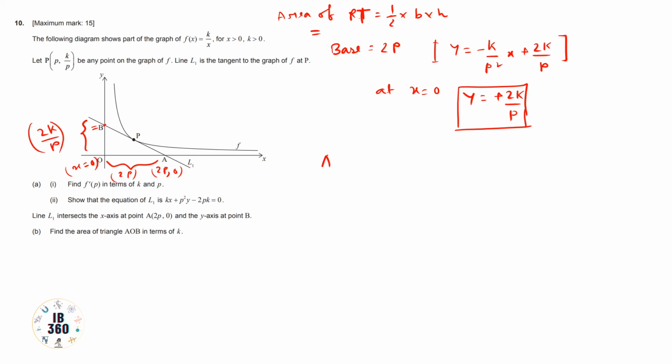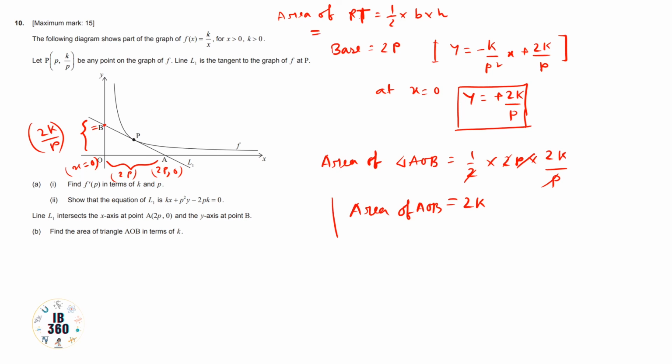So area of triangle AOB is equal to half into base 2p into height 2k by p. So we just have to cancel this, so it equals 2k. So the area of AOB is 2k. This is also done. So this area is 2k.